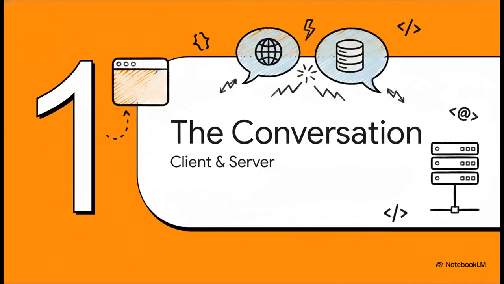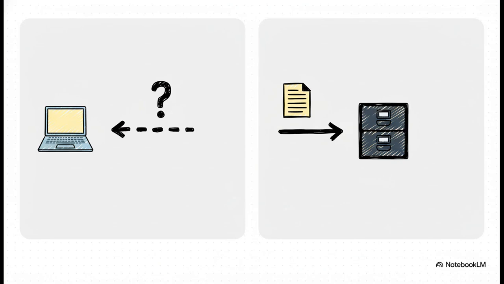So to get what's going on, you gotta meet the two main players in this conversation. We call them the client and the server. Every single time you're online, these two are talking. On one side, you've got what we call the client. That's really just a fancy word for your web browser: Chrome, Firefox, whatever you're using. The client is the one that does the asking.